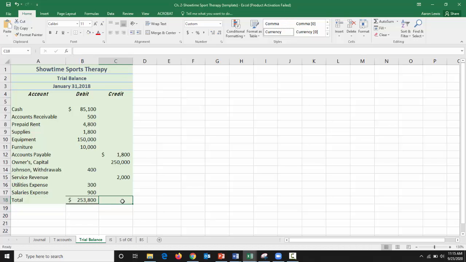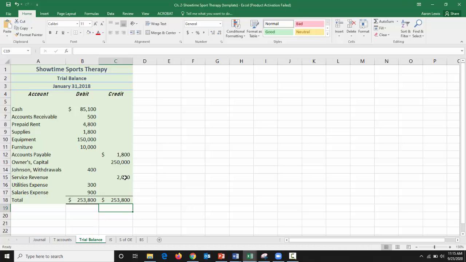And we know that debits equal credits, so we better hope that we come up with the same number for credits. Well, if we add together this $1,800, this $250,000 for owner's capital, and this $2,000 for service revenue, we come up with $253,800. And that's good.